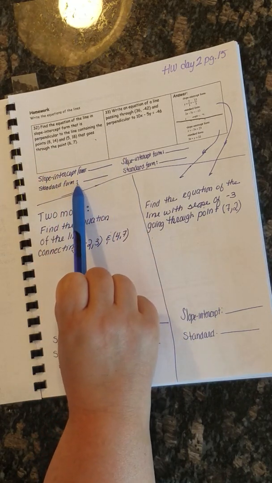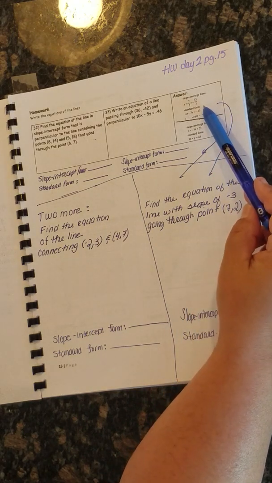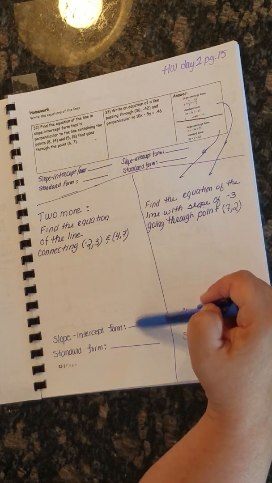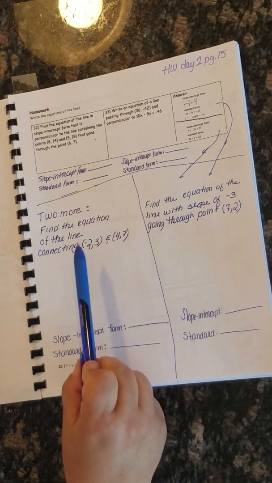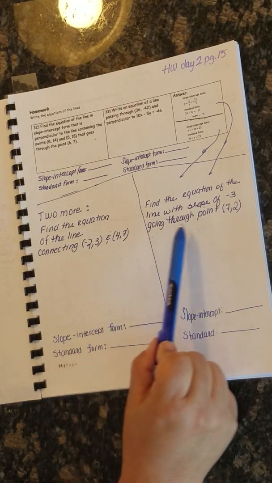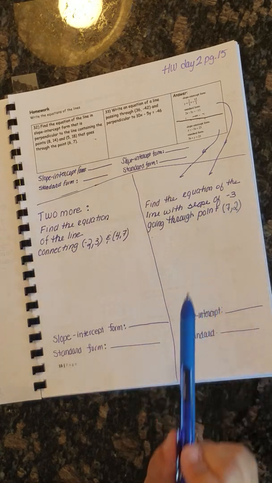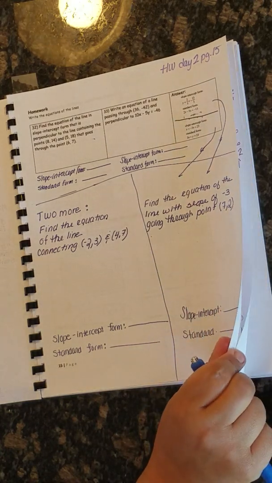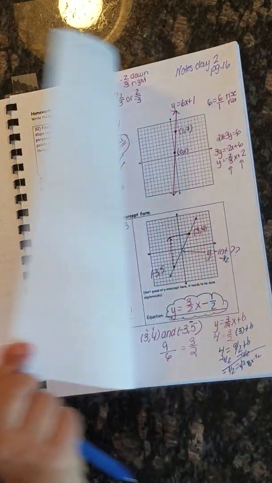Please put it in slope-intercept form and standard form. And then the answer key to this is these 2 questions that I just forgot to write for you. So here's the 2 points, and over here there's a slope and a point. So write that down.